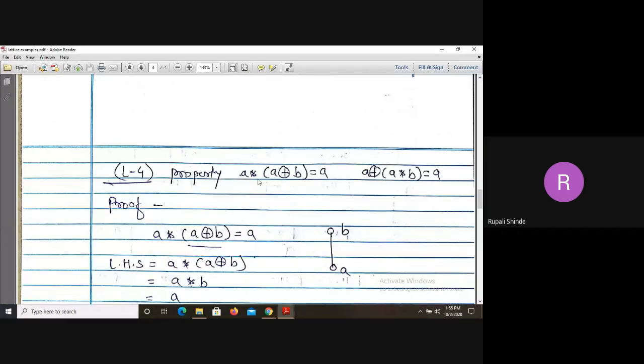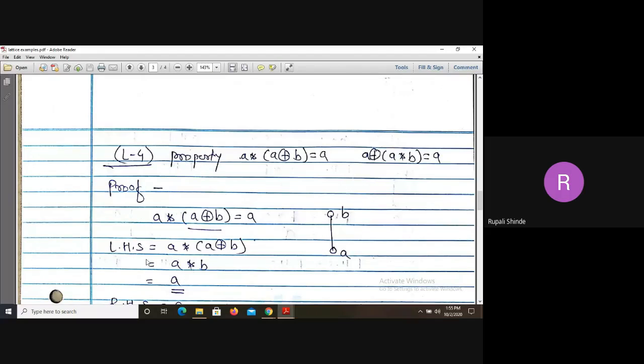So now just one property is remaining, and that property is absorption. So A star, A XOR B, that is equal to A. This is the statement for meet operation, and the second one is for join operation, that is A XOR, A star B, that is equal to A. So first of all we will prove this meet operation, A star, A XOR B, equal to A. So let us consider LHS. LHS is A star, A XOR B.